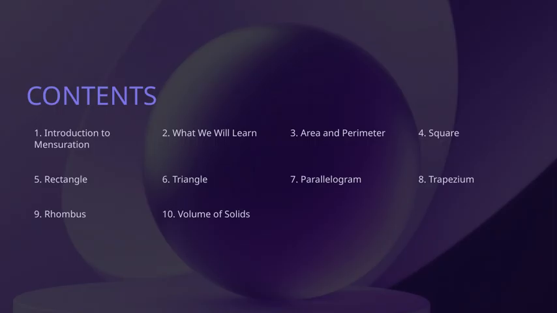We'll also look at the parallelogram and the trapezium, which are special types of quadrilaterals. Additionally, we'll cover the rhombus, another interesting shape with its own characteristics. Importantly, we'll dive into the volume of solids, understanding how to measure three-dimensional objects. Finally, we'll tie everything together by learning how to find the area and perimeter of these shapes. This overview helps us see how all these concepts fit into the broader theme of mensuration, which is really about understanding and calculating the dimensions of both flat and solid figures.